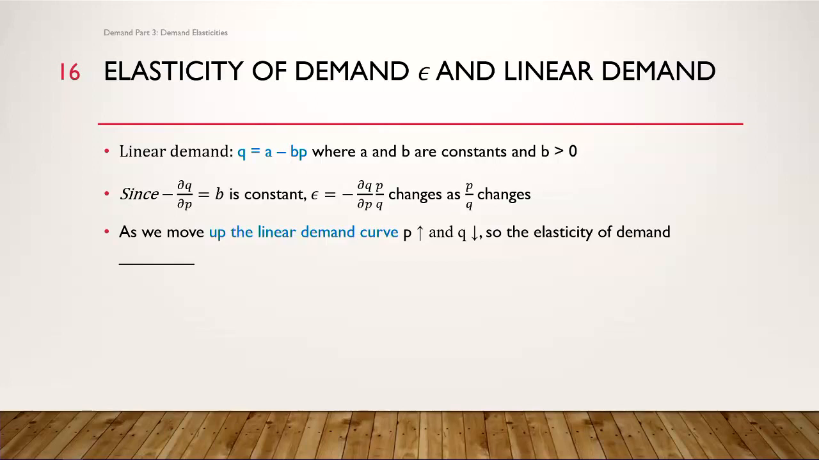As we move up the linear demand curve, the price is going higher and the quantity is going down, because remember, demand curves slope down. So if you go up the demand curve, price is higher, quantity is lower, and therefore as you go up the demand curve, P over Q is increasing, and therefore the elasticity is increasing. So as you move up the demand curve, demand becomes more elastic. Points higher on the demand curve are more elastic.